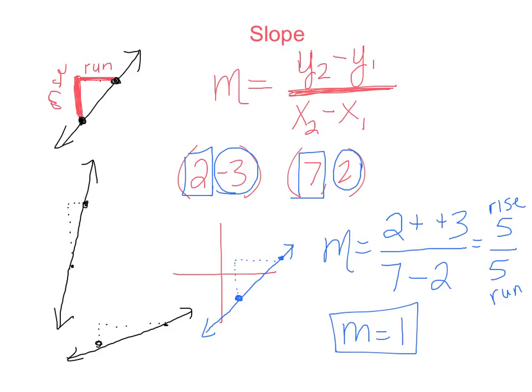We'll be using this formula to find slope, or maybe if it's already graphed for us, we can use a graph to count that rise and that run. But again, most of the time we'll probably try to use our formula rather than having to graph it.